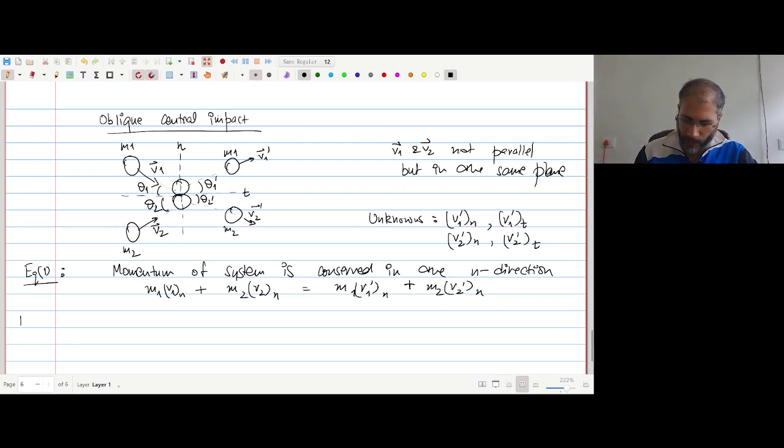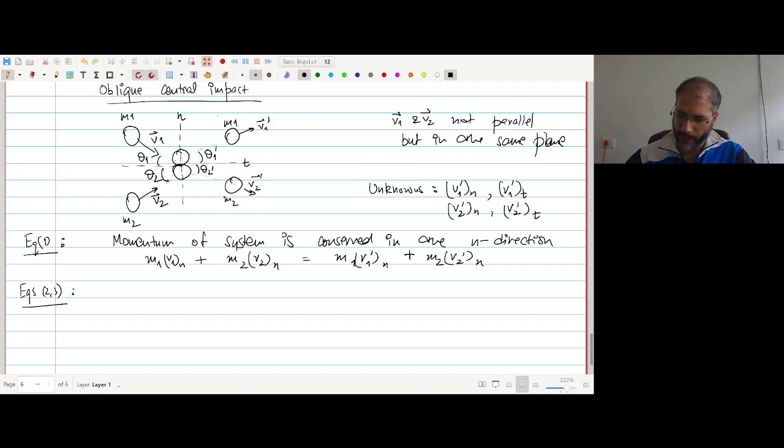And then we have two equations that are coming from the momentum conservation of the two particles individually in the tangential direction, because there is no force in the tangential direction. So the impulse of the force in tangential direction is 0. So that means the momentum for the first object in the tangential direction is its momentum in the tangential direction after impact.